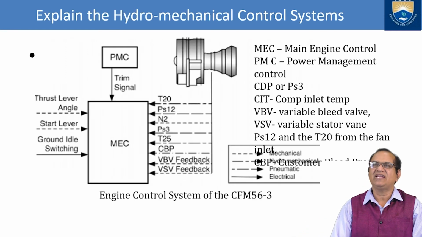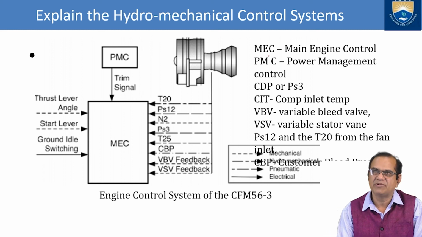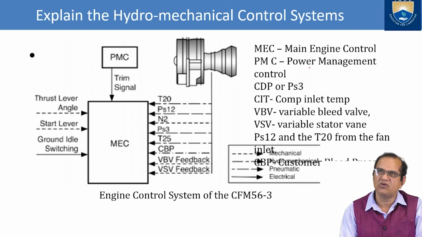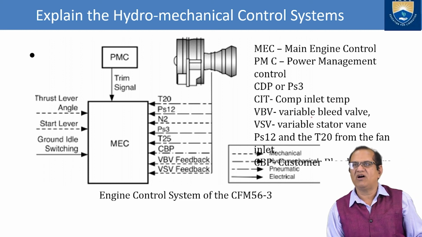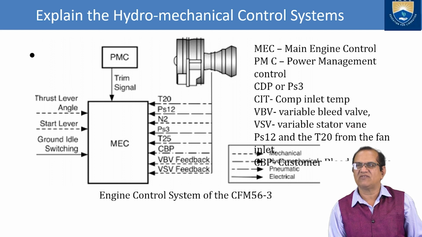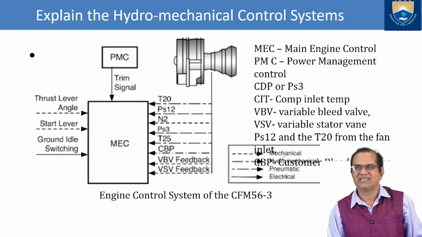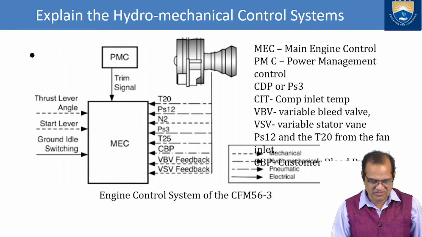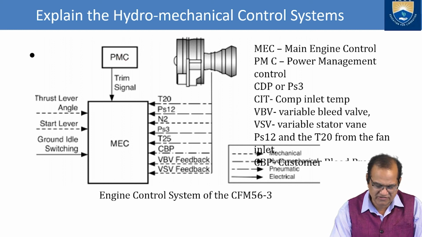Explain the hydromechanical control system. So here I have given all the abbreviations. MEC means main engine control, PMC means power management control, CDP or PS3, CIT is compressor inlet temperature, VBV variable bleed valve, VSV is variable stator vane, PS12 and T0 from the fan inlet. So these are the things. Here you can see the PMC, power management control.